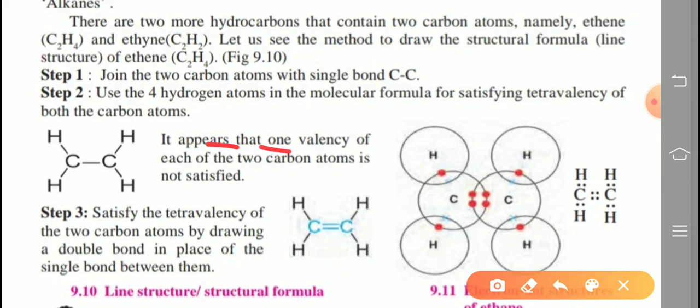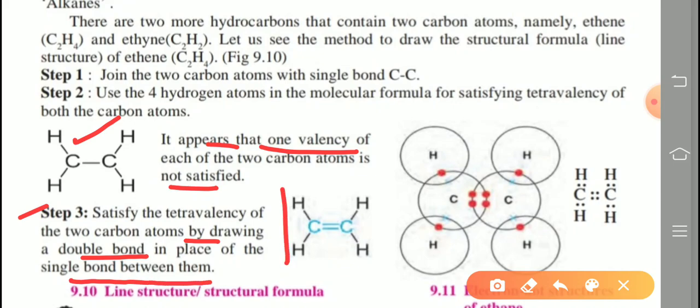So it appears that one valency of each of the two carbon atoms is not satisfied, because only 3 bonds are formed here. Now step number 3: satisfy the tetravalency of the two carbon atoms by drawing a double bond in place of the single bond between the two carbon atoms. The molecular structural formula is what we are drawing here: carbon-carbon double bond, and the remaining valency satisfied by 4 hydrogen atoms. Now electron dot structures are also shown here.